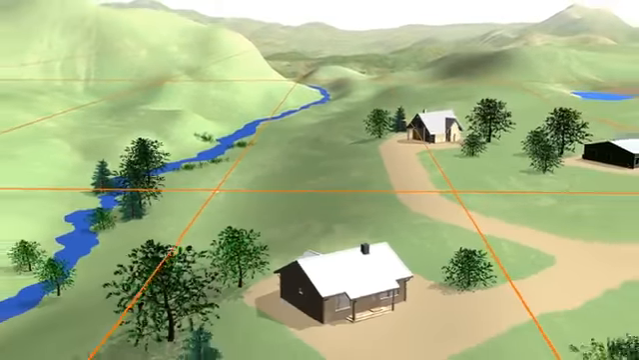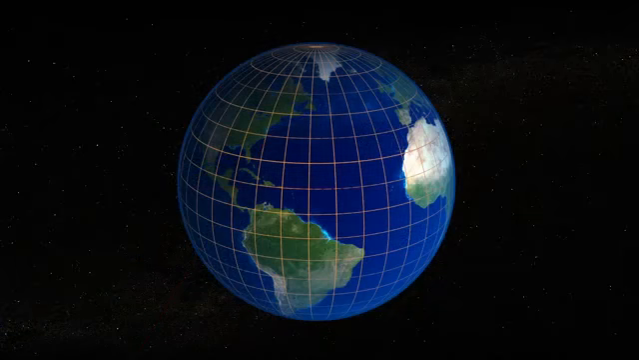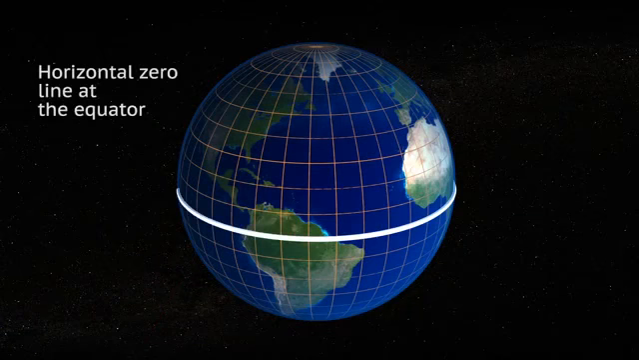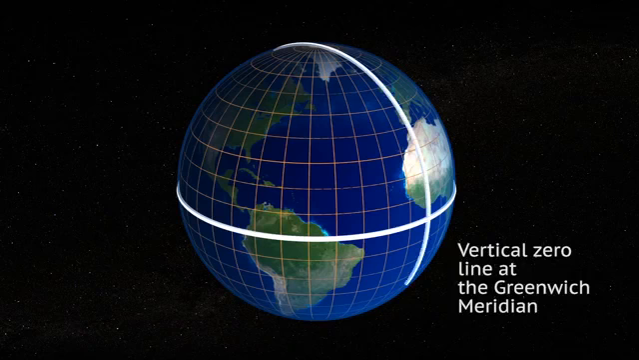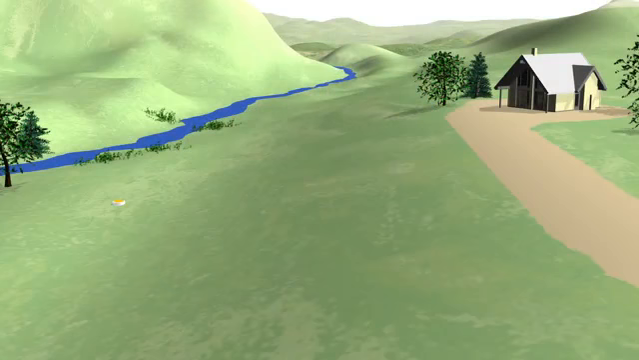Horizontal datums allow us to measure distances and directions across the surface of the Earth. Most horizontal datums define a zero line at the equator from which we measure north and south. There is also a zero line at the Greenwich meridian from which we measure east and west. Together, these lines provide a reference for latitude and longitude.